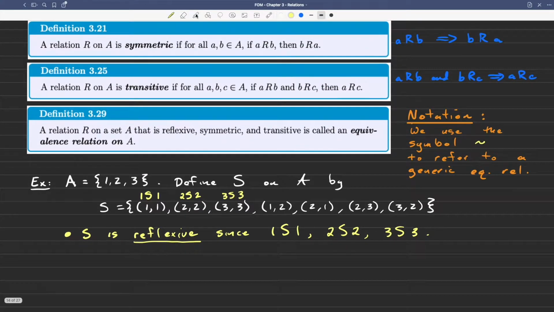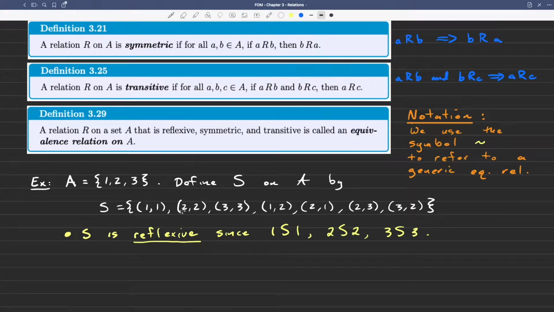Okay, how about the symmetric property? Is it always the case that anytime you see a is related to b, then the reverse is also true? So just check each ordered pair in the relation. So I see (1, 1) is there. If I reverse (1, 1), I still get (1, 1). So obviously the reverse of (1, 1) is there. Same holds true for (2, 2) and (3, 3).